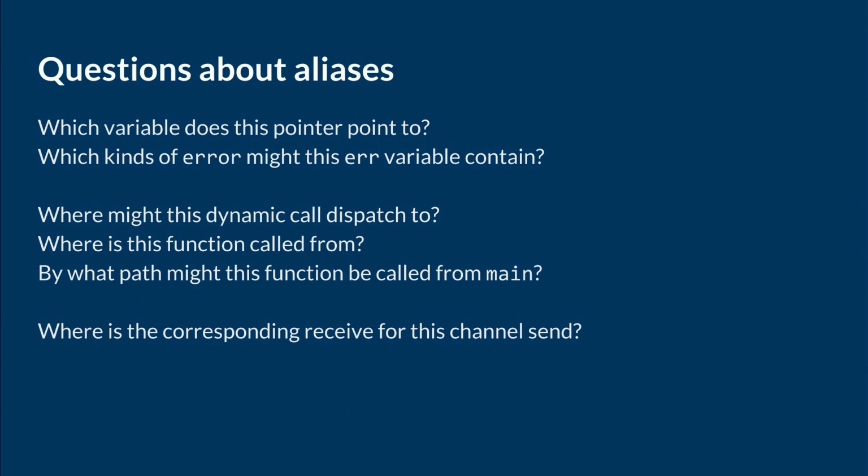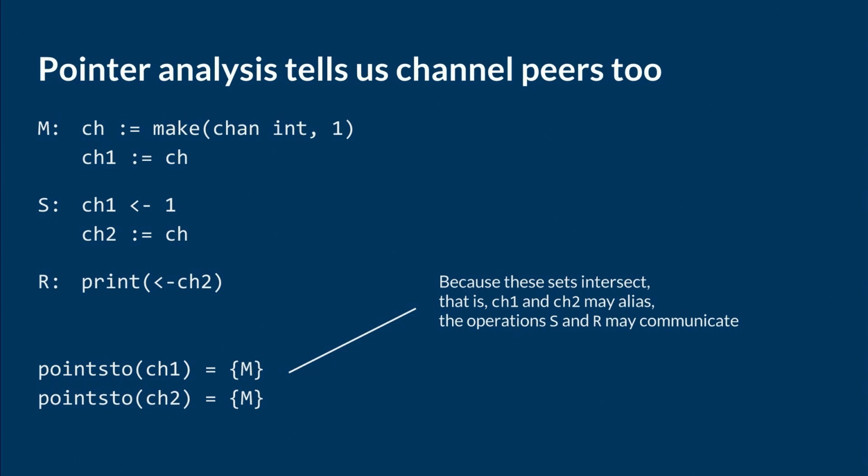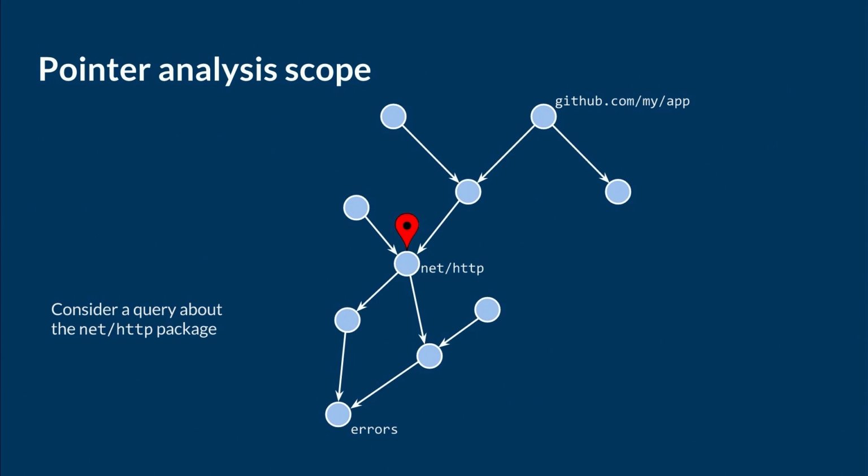We can also use this information to understand the relationships between sends and receives on channels. In this little program, there are 3 channel operations: M, which makes a channel, S, which sends a value on a channel, and R, which receives a value from a channel. In each case, the name of the channel variable is different. It's CH, CH1, or CH2. But when we use the pointer analysis, it can tell us which channel objects these channel references actually refer to. In this case, the analysis concludes that CH1 and CH2 both refer exactly to the set containing just M. Because these 2 sets intersect, we know that these send and receive operations may communicate with each other. One last thing before I get to the demos.